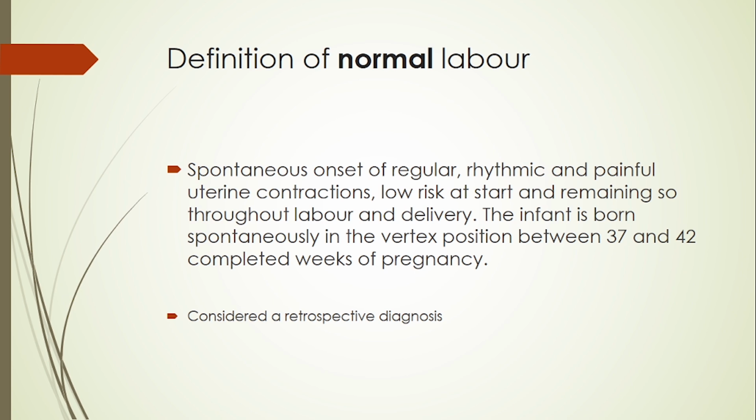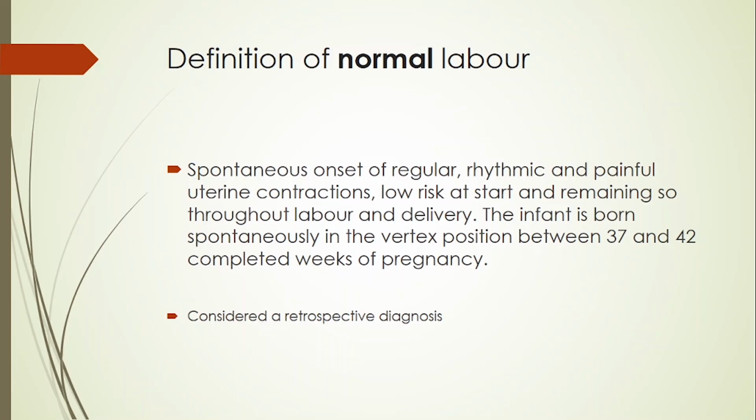The infant is eventually delivered spontaneously in the vertex position at term, that is between 37 and 42 completed weeks of pregnancy. So normal labor is considered a retrospective diagnosis after we have included some important factors: the spontaneity of its onset, the regular contractions with eventual cervical dilatation, and delivery of the fetus per vaginum. Then we say that labor is normal and it occurs at term.